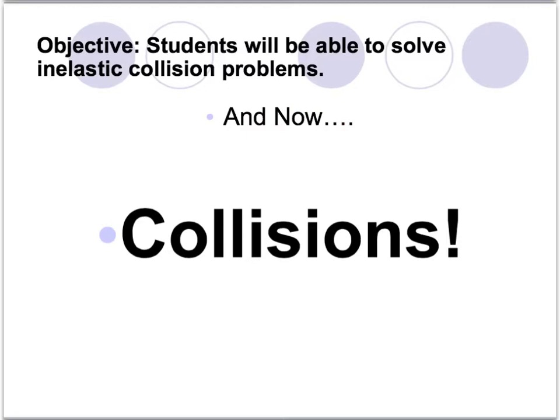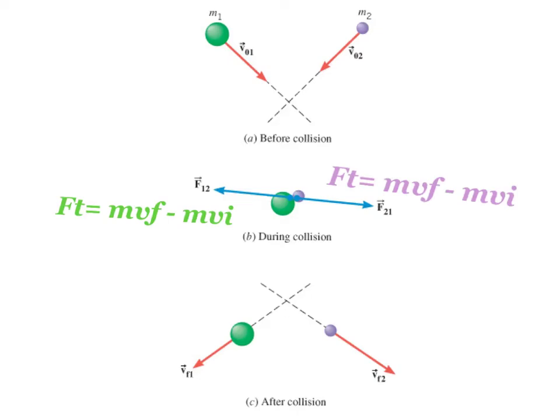Collisions! So here we have two objects, M1 and M2, and I think later we're going to end up calling them objects A and B. Before they collide, they each have their own momentum. Object A is traveling this way, so its momentum is that way. Object B is traveling this way, so its momentum is that way. And then down here, A and B collide.